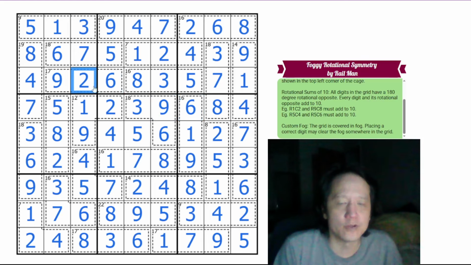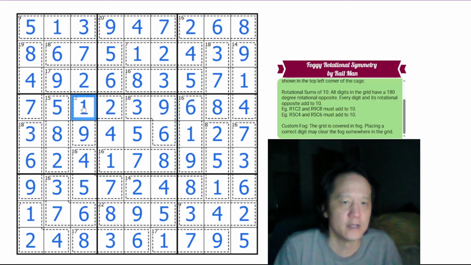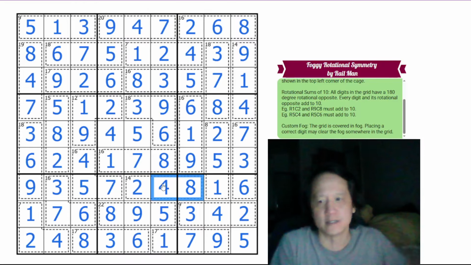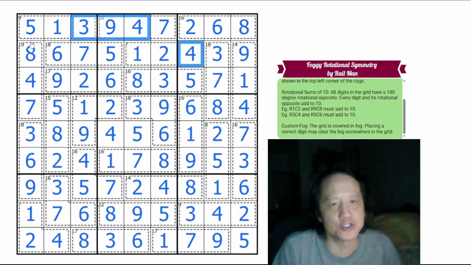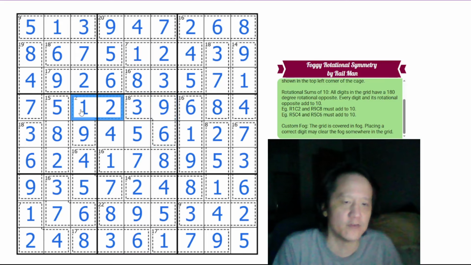Yeah, pretty straightforward. The rotational sums of 10, especially with the way that he laid out this puzzle, makes this rather trivial because you just basically figure out what the sum is of the remaining 2 digits in the cage, and then subtract out the rotational opposite, which would be 20 minus that sum. So, yeah, fairly interesting situation, I would say. It is very easy because once you figure out the pattern, it flows very well.